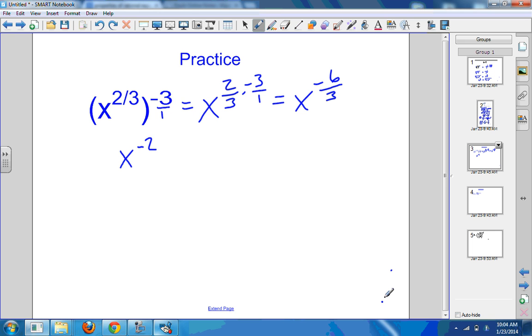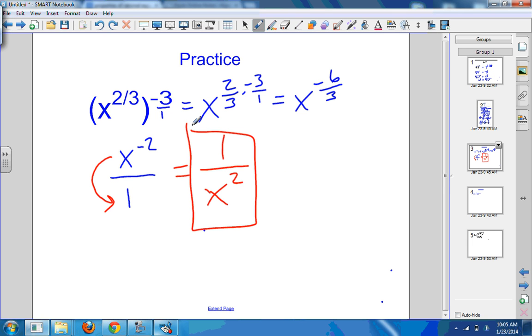So we can get rid of the negative by taking our x to the negative 2 power and moving it to the denominator. So if I move it to the denominator, it'll become a positive 2. That's the way negative exponents work. If we flip them from the numerator to the denominator, or from the denominator to the numerator, it'll become positive. So this is going to be our answer. We can't simplify anything any more than that. Alright, let's look at another one.